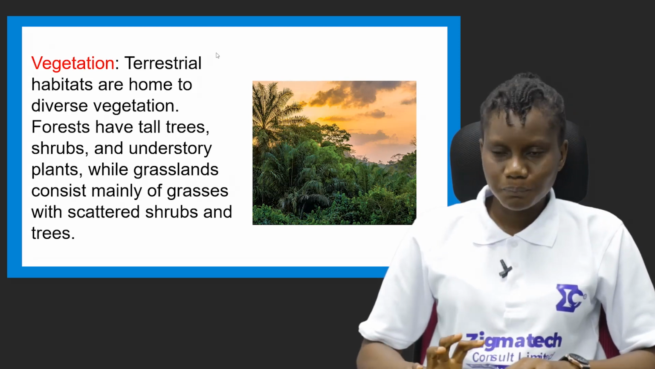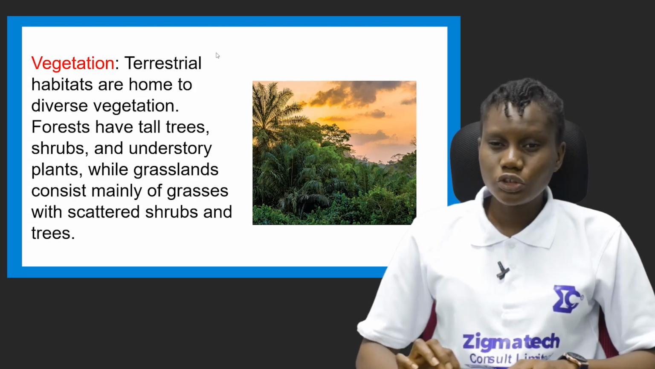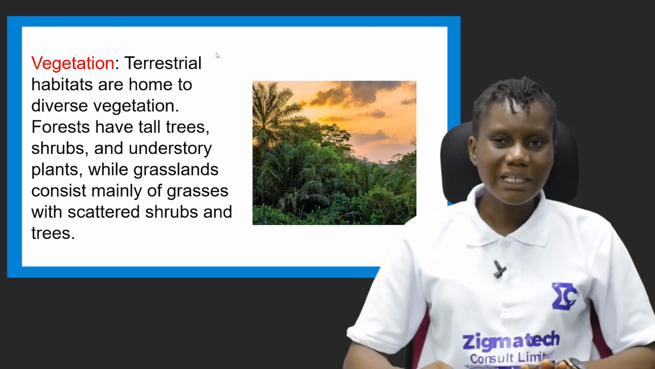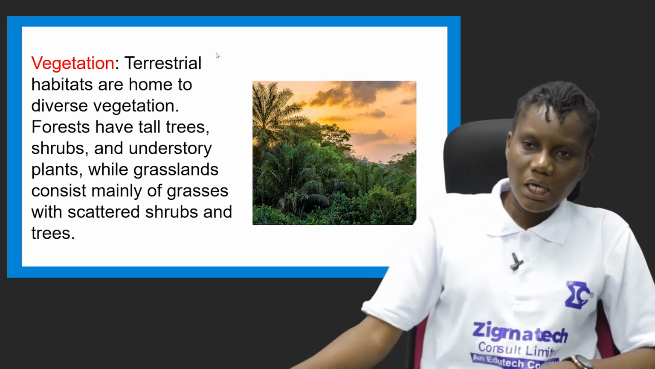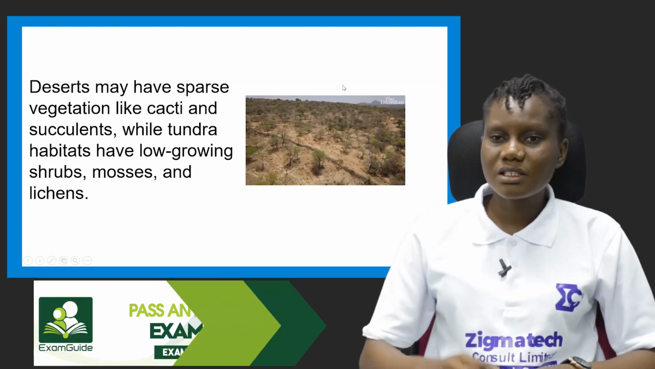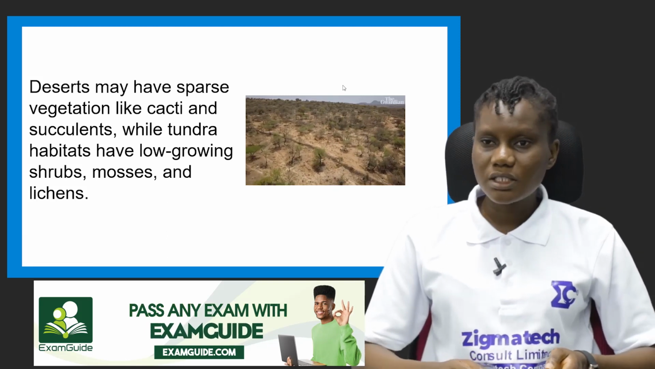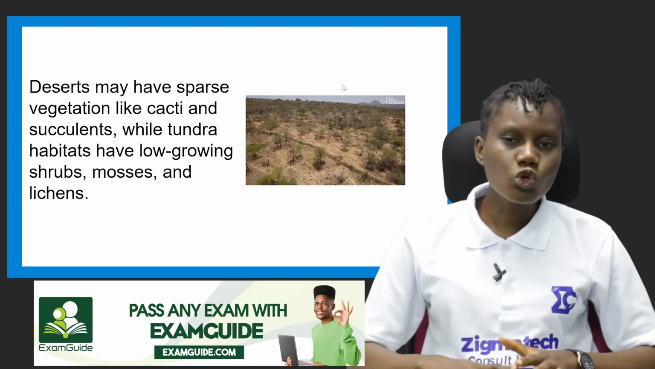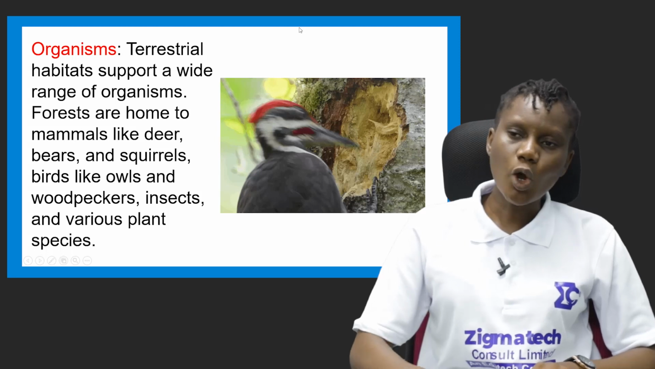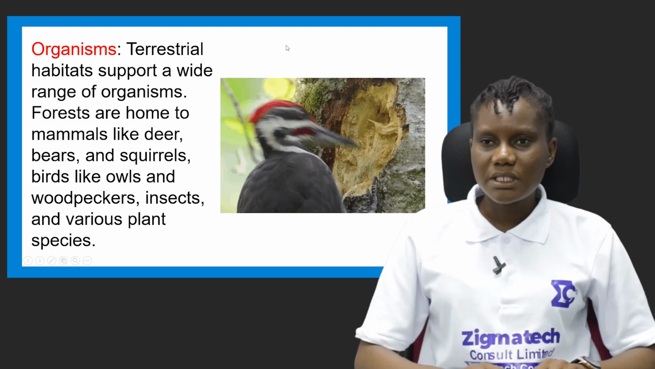So in grassland you have scattered shrubs and scattered trees, but you are going to find more of grasses there, unlike the forest that has your trees and shrubs. So deserts may have sparse vegetation like cacti, that's your cactus plants, and succulents, while tundra habitats have low growing shrubs, mosses, and lichens.